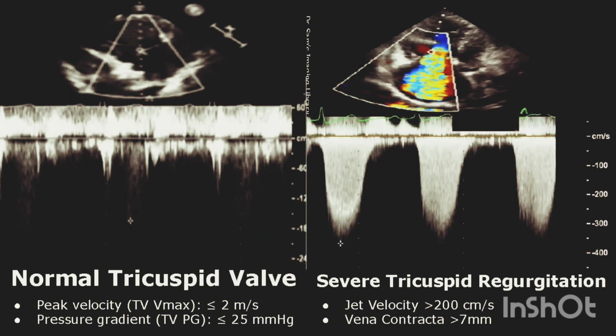This is a normal spectral Doppler waveform of tricuspid valve. The peak velocity is usually less than 2 meters per second, and the pressure gradient is usually less than 25 millimeters of mercury. And over here we have severe tricuspid regurgitation. We can see a very large jet velocity exceeding 300 centimeters per second. The vena contracta measurement is more than 7 millimeters in severe cases.